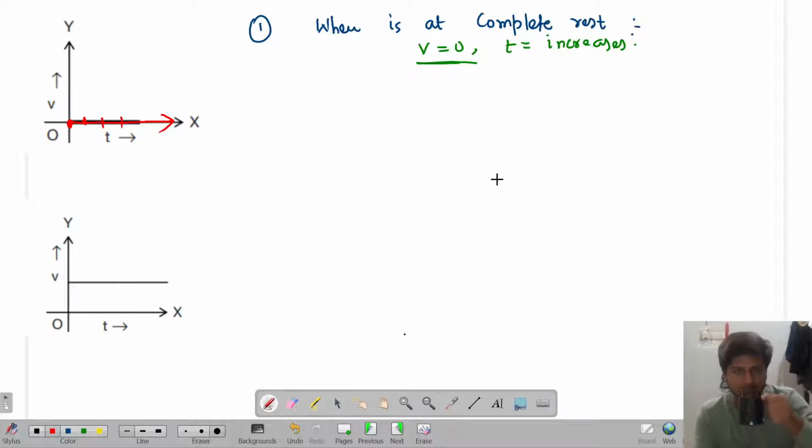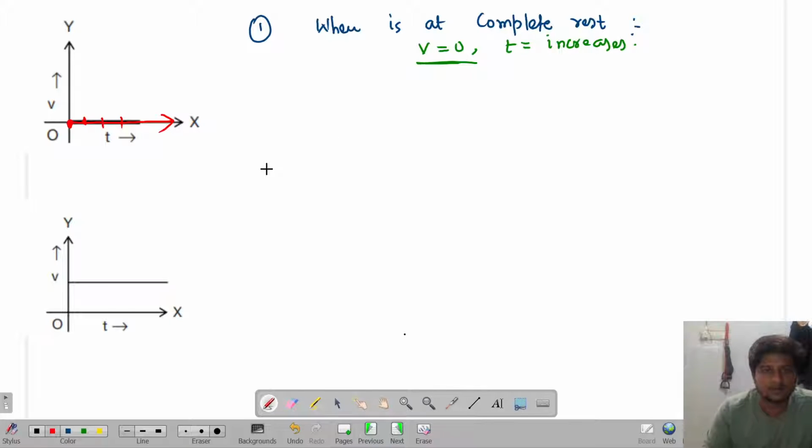Are you able to understand it or not? Tell me, everyone. Yes, sir. Okay, so this is the most important factor about the velocity time graph: if an object is at complete rest, the velocity will always be 0, although the time increases.